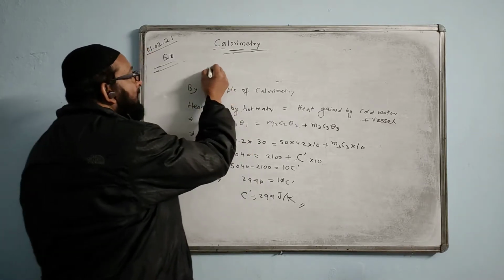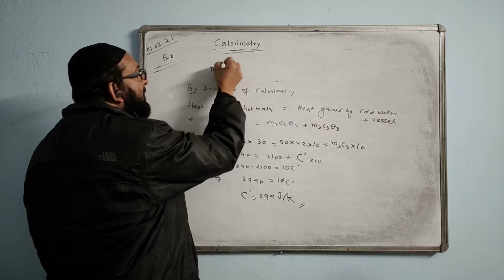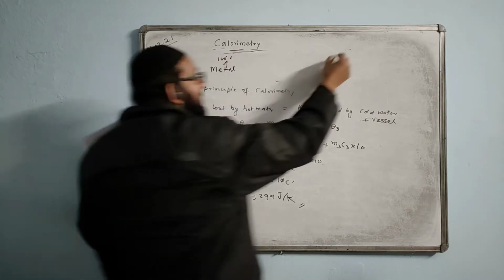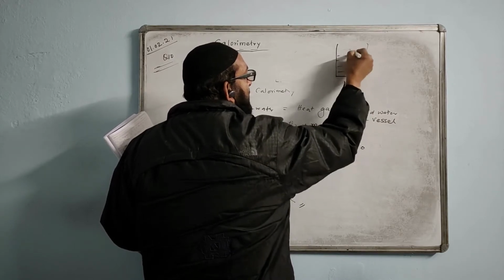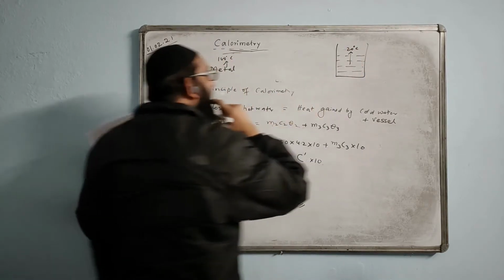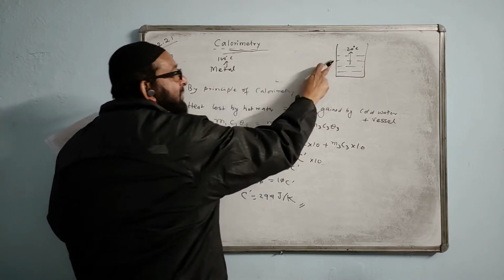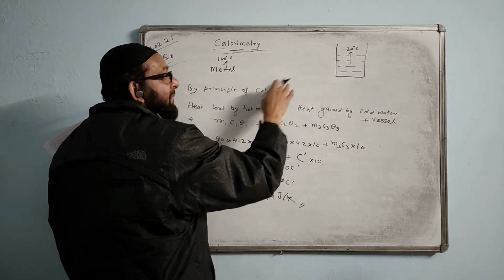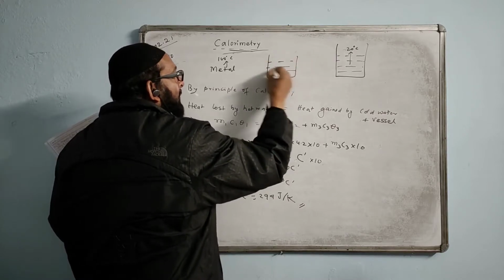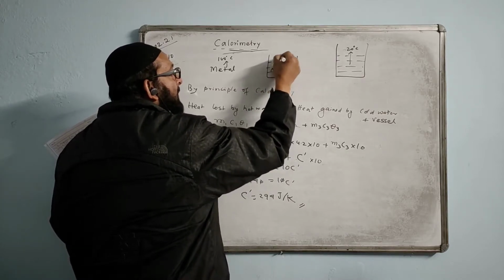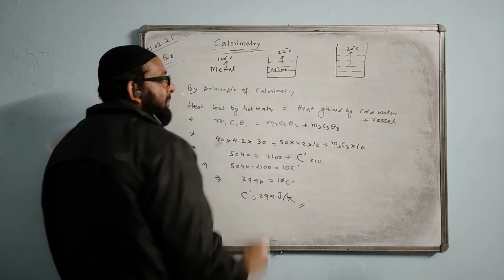So let us write on this side we got metal. Temperature is 100 degrees Celsius. This side is the calorimeter containing some water here. Temperature of water is 20 degrees Celsius. Mass of calorimeter is given, that is, the calorimeter will also gain heat. And here is the mixture. Mixture temperature recorded was 22 degrees.